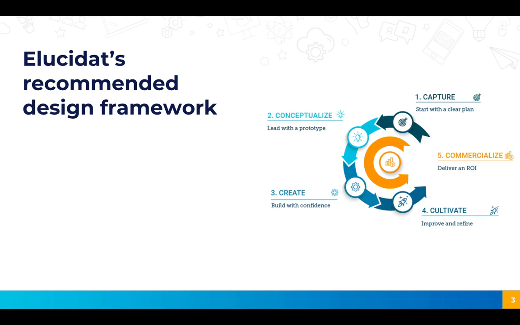We call it the 5 C's, and you can see those 5 C's here on the image on the right-hand side, starting with capture, which is all about making sure you're clear on your requirements. So that's things like the goals of your project, your success criteria, and your audience. So making sure you've really captured what it is that you're trying to achieve with who.